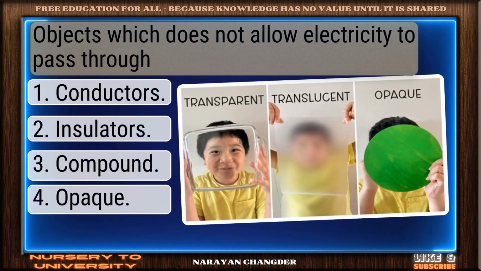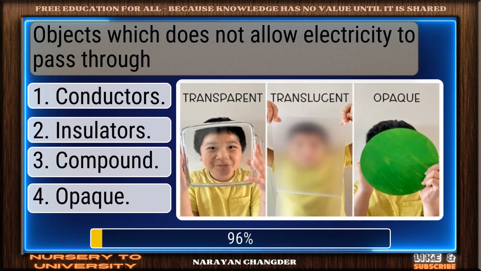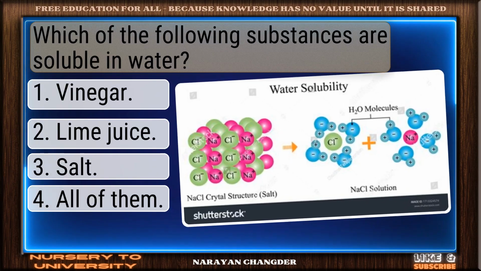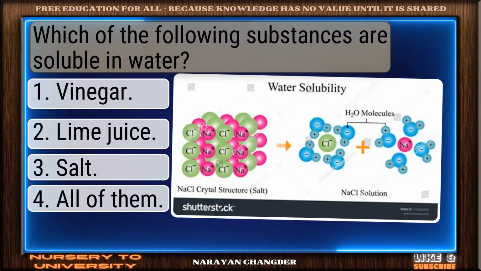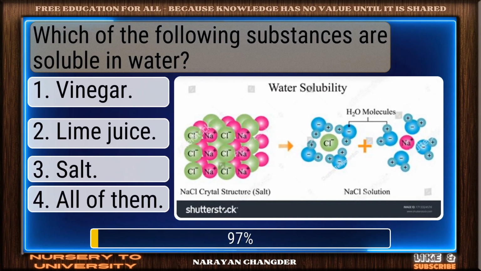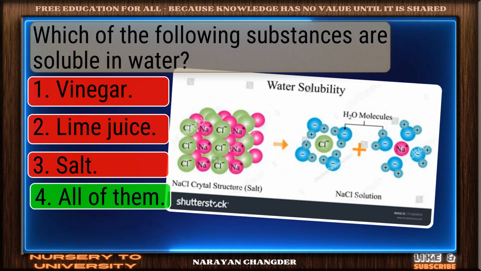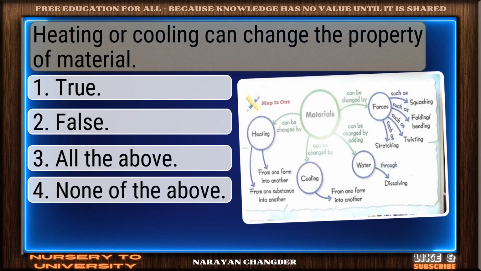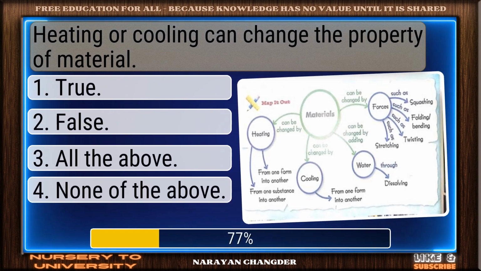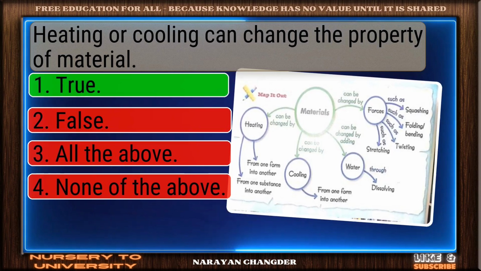Objects which do not allow electricity to pass through. You chose insulators, and it is correct. Which of the following substances are soluble in water? Nicely done. All of them is a solid answer. Heating or cooling can change the property of material. Good thinking. True is the right answer.